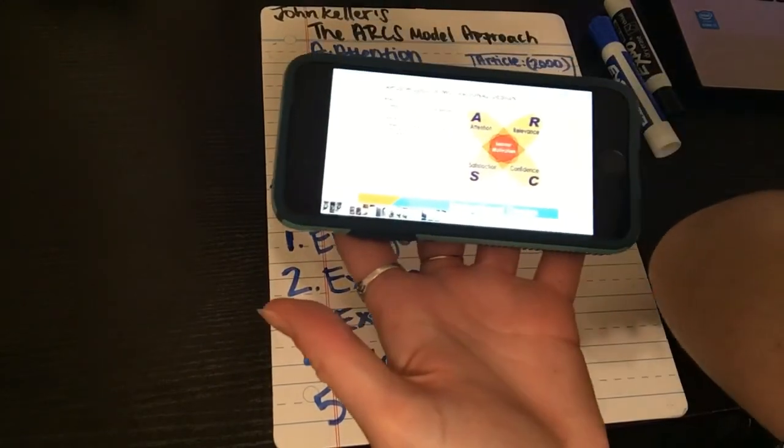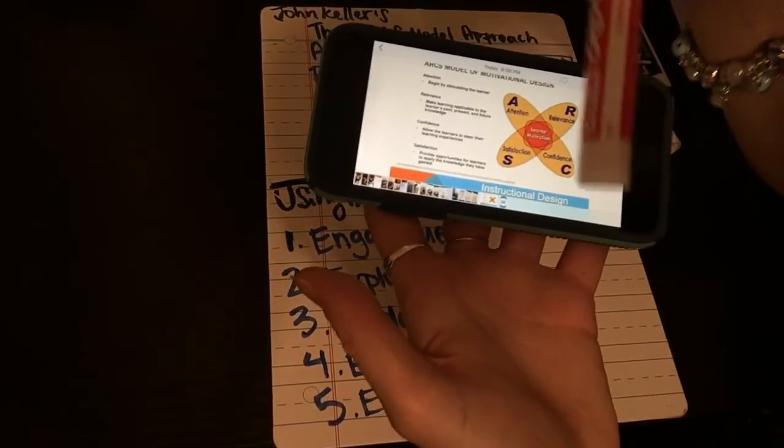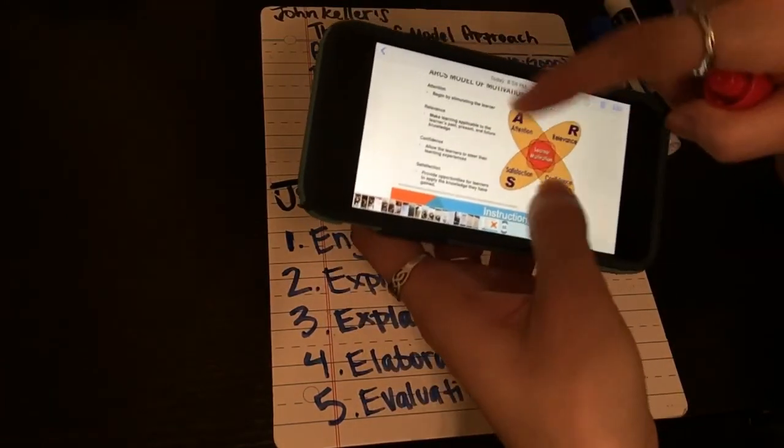This is a visual of this in which all of the 4 parts of the ARCS model intersect into learner motivation.